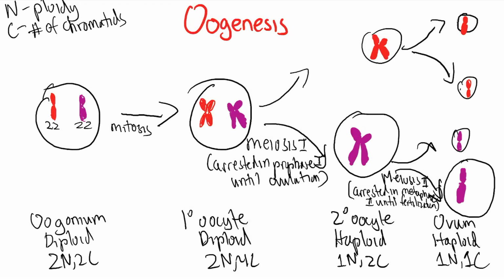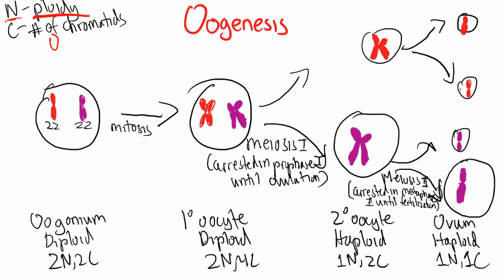Alright, we're going to talk about gametogenesis, and more specifically, oogenesis as well as spermatogenesis. First, a little bit of vocabulary review. This N here is referring to ploidy. Remember that human organisms are diploid organisms. That means we have 23 different chromosomes, and you have one copy from your mom, one copy from dad, so you get diploid. The C is going to refer to the number of chromatids you have.